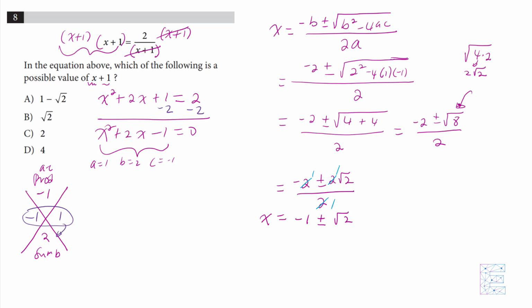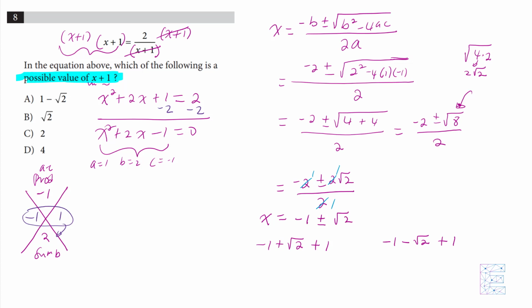Now, since the question was asking us to figure out the possible value of x plus 1, we'll need to take these x values and add 1 to them and see if any of those are going to yield some of the answers given here. So let's try this first option. The x value is negative 1 plus root 2. So that's the x value. Then we add 1 to it. And the other option is negative 1 minus root 2. Then we're going to add 1 to it as well.